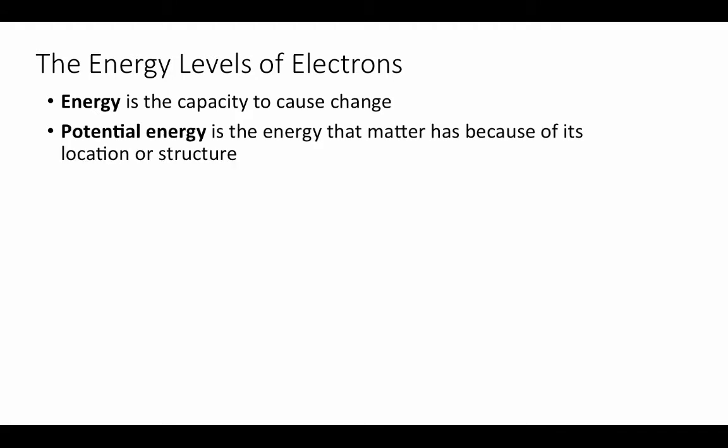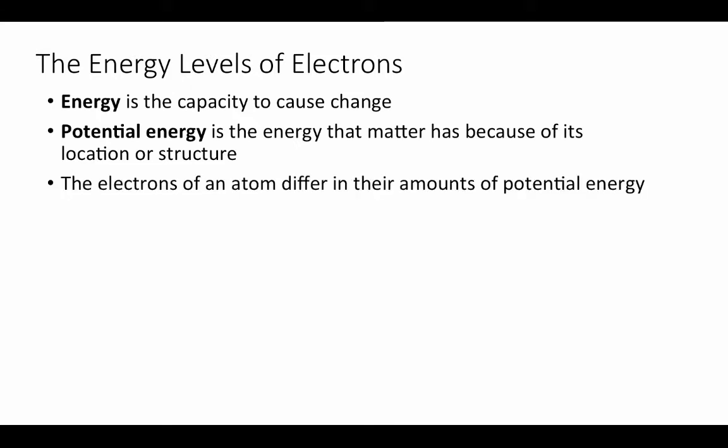But there are also other kinds of potential energy, and in general, potential energy is the energy that matter has because of its location or structure. So there can be potential energy associated with chemical bonds. There can be potential energy associated with a spring. If you compress a spring, it now contains potential energy. When you let it go, it can be converted into kinetic energy. So there are different kinds of potential energy. So think of this as just the capacity for movement at some future point when conditions change because of its location or structure. The electrons of an atom differ in their amounts of potential energy.